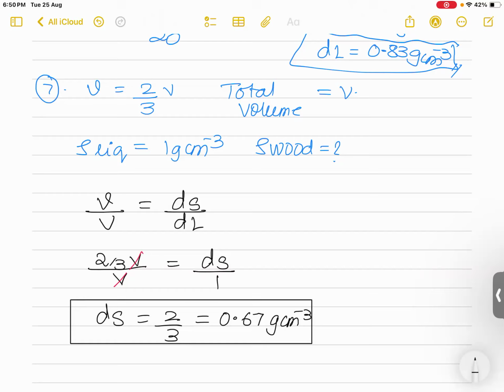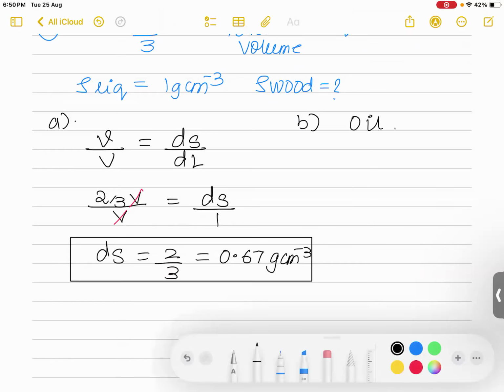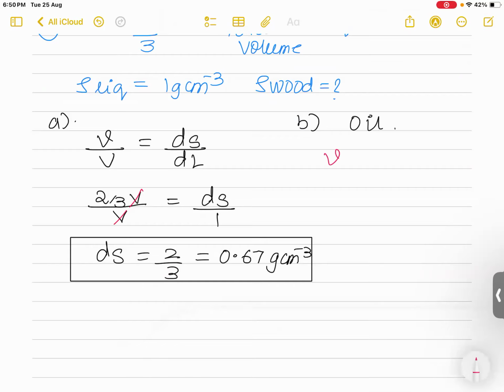After calculating the density of wood, I'm supposed to find out: if the same block is placed in oil, 3/4 of it is immersed in oil. So this is my first part. If the same block is inside the oil, how much portion is inside? 3/4. 3/4 means 3 upon 4, right? So small v at that moment will become 3 upon 4 times its original V. We are supposed to find the density of oil, so the density of the liquid I am supposed to calculate.